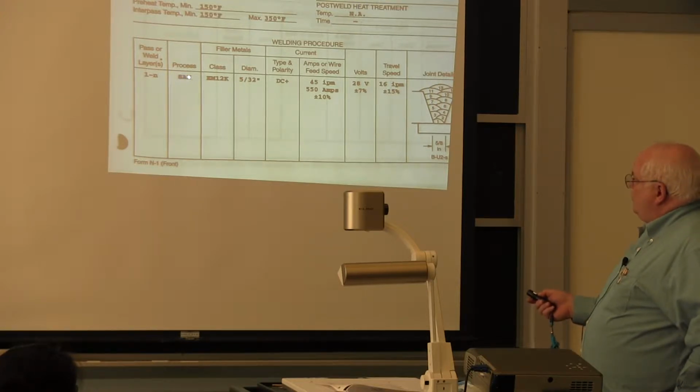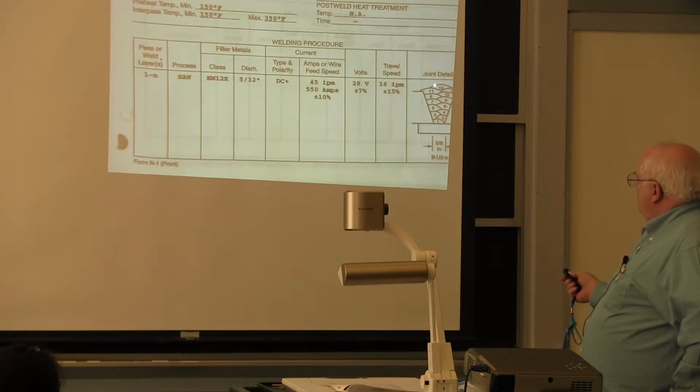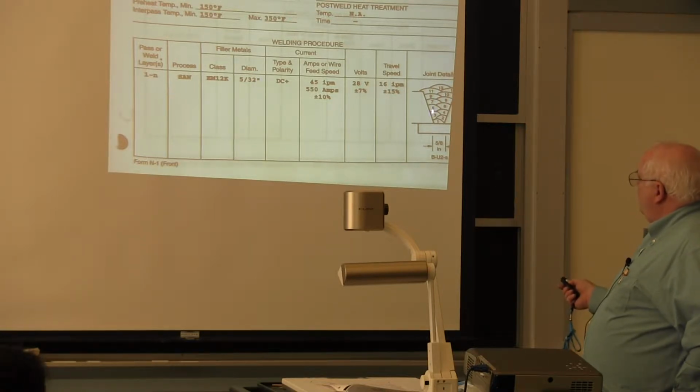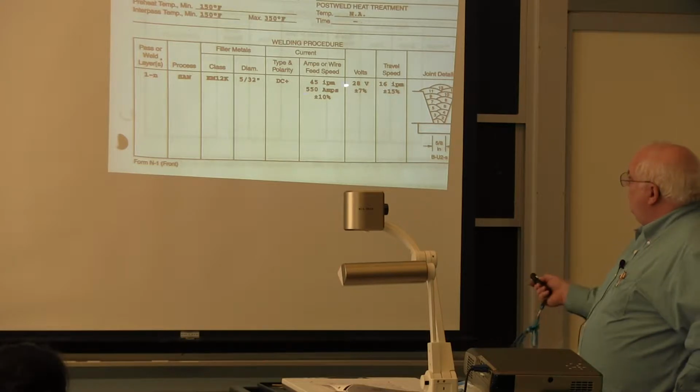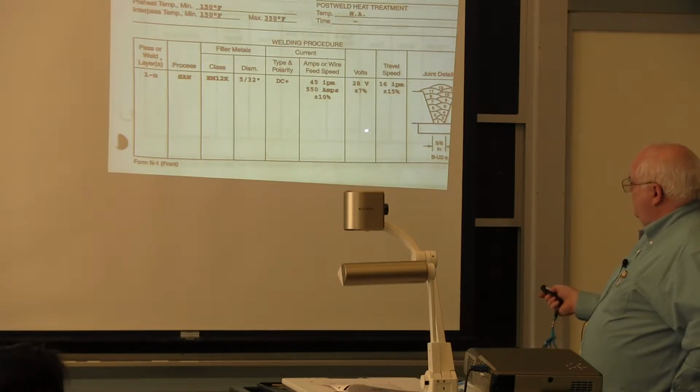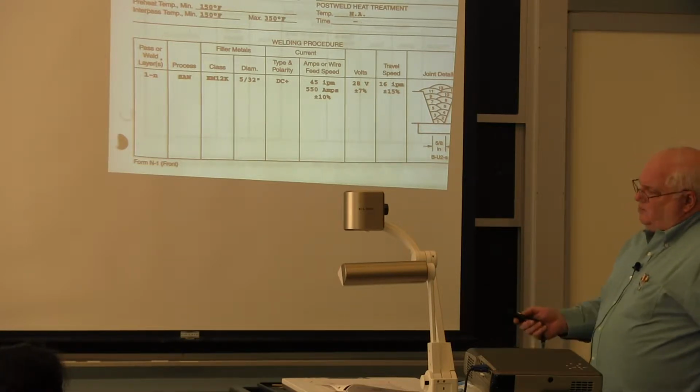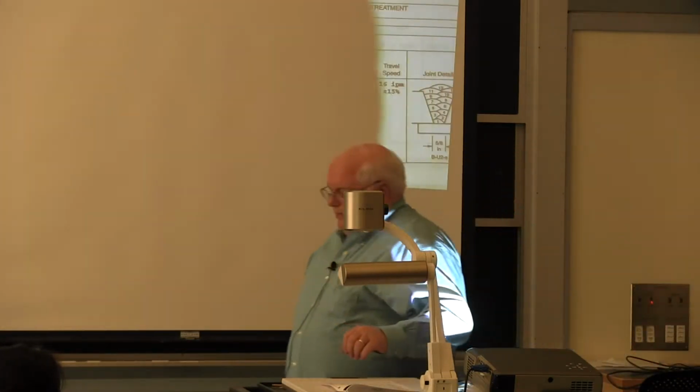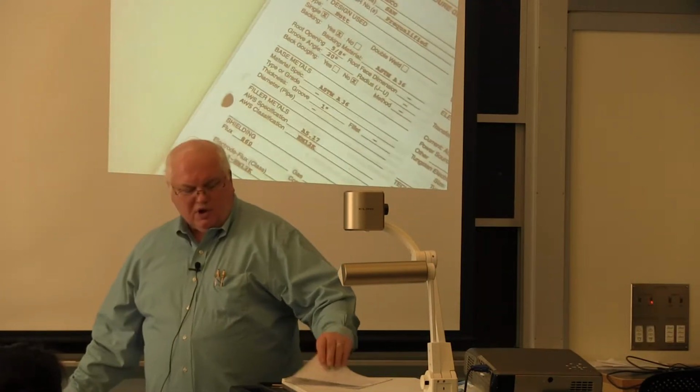So this is a submerged arc welding process. This is the electrode class, the size of the electrode, the joint detail that was qualified. This is the PQR, the procedure qualification record, that qualifies this welding procedure specification. And then, I'm not going to put it all up.